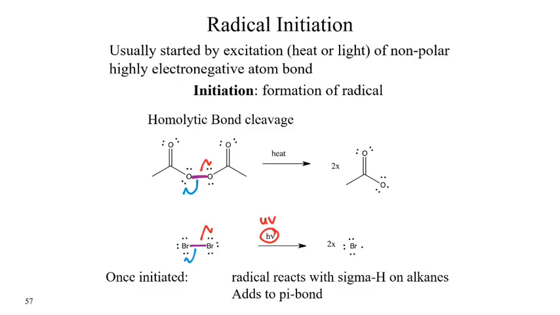Once it's initiated, those radicals can now go off and try to stabilize by effectively sharing their one electron with something else that then causes that to cascade out into other things. Okay, and that would be our subsequent steps.